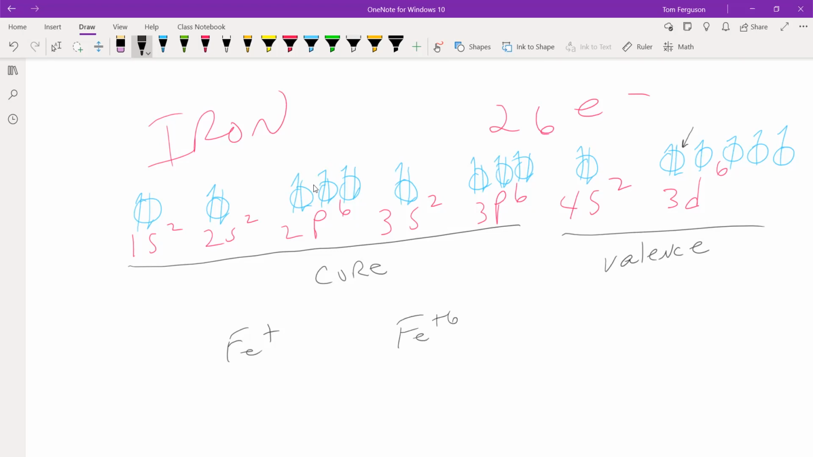Which do you think is easier to do? Pull off 1 or pull off 6? Pull off 1. So the iron +1 is much more stable than iron +6. That's not to say that there aren't any iron +6s out there. I'm sure there's 2 in the world. My point, though, is 6 is much harder to do. It's easier to pull off 1 than to pull off 6. And that's why ions form.